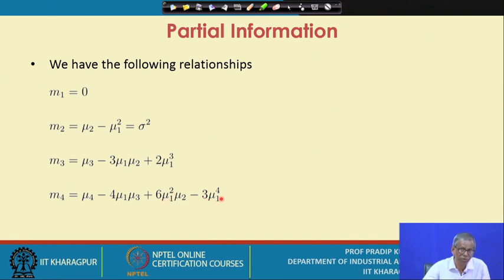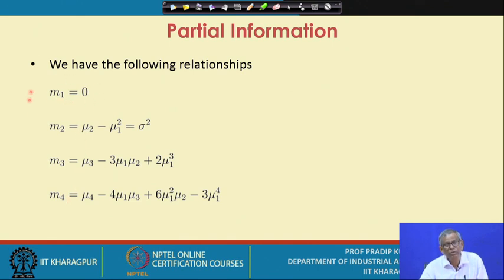And what is m4? That means mu4 minus 4 mu1 mu3 plus 6 mu1 square mu2 minus 3 mu1 to the power 4. I suggest that as an assignment, you go to the basic textbooks on probability and statistics and verify these expressions. So this is the first moment, this is the second moment, this is the third moment, and this is the fourth moment.